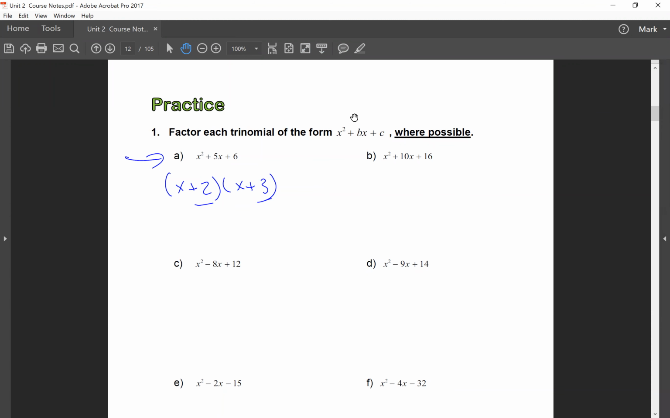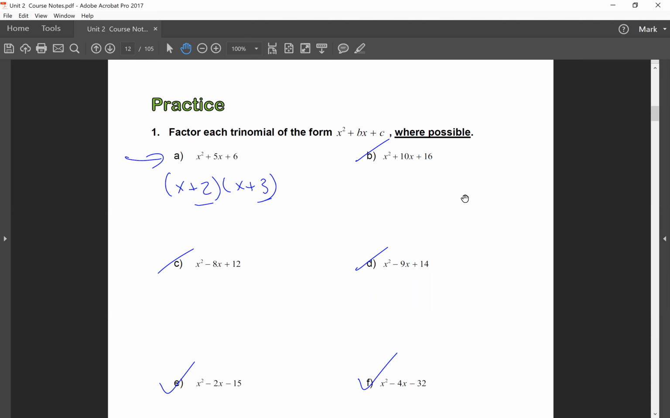See what you can do. You can try as many as you want. I definitely would do F and E. But yeah, try as many of these as you can. You can do them all if you have time. See if you can figure out the factor for each of these.